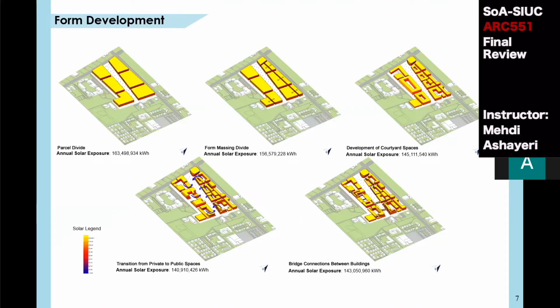Next is our form development, which was highly influenced by our solar analysis research. Our main goal and challenge was the mitigation of solar exposure, as the temperature in St. Louis, as we know, is excessively high. Our goal was also to form and develop a community space, maintain interaction, and create public and private spaces.